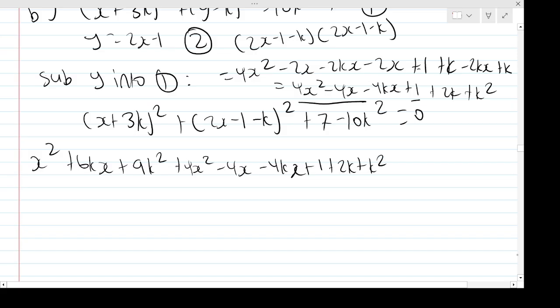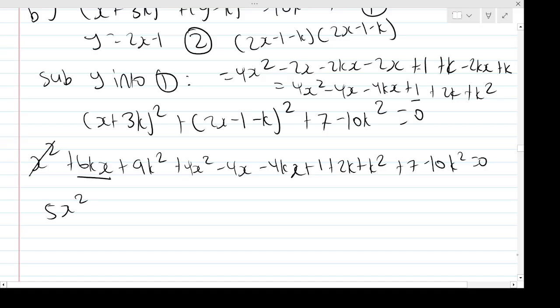There we are. Then we need to add these numbers at the end. Plus 7 minus 10k squared equals 0. Then we need to collect all the like terms again. So you have an x squared here and a 4x squared there. That's the only x squared terms. That'd be 5x squared.